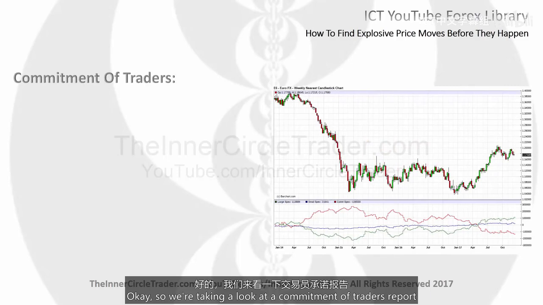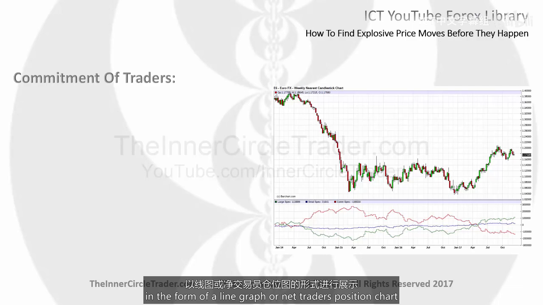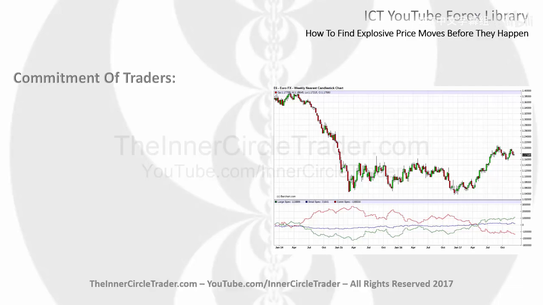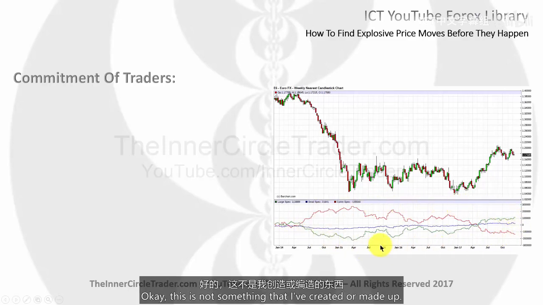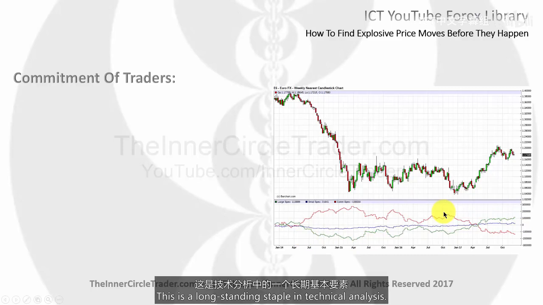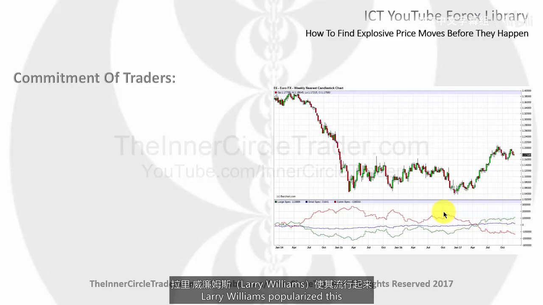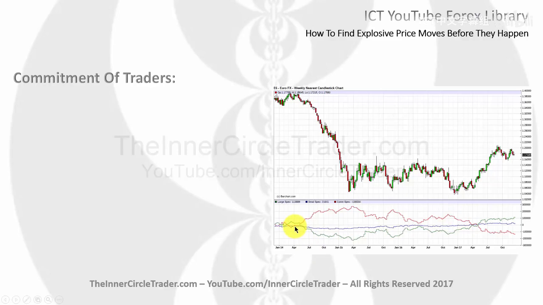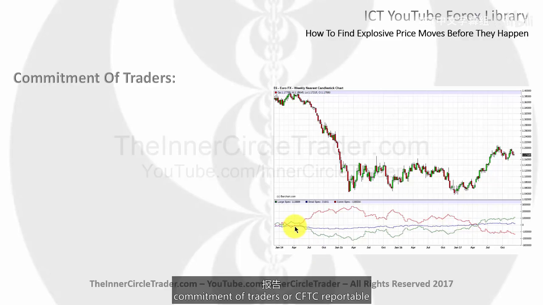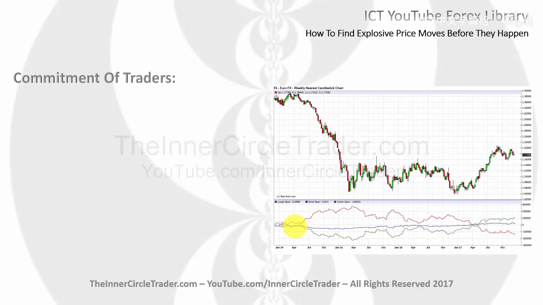Okay, so we're taking a look at a commitment of traders report in the form of a line graph or net traders position chart, and that is going to be this little graph down here. This is not something that I've created or made up. This is a long-standing staple in technical analysis. Larry Williams popularized this from his work with the commitment of traders, or CFTC reportable report.